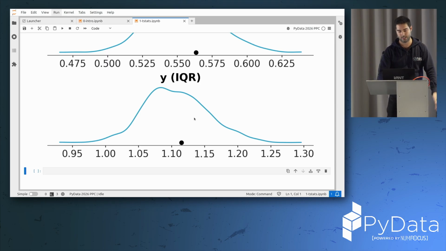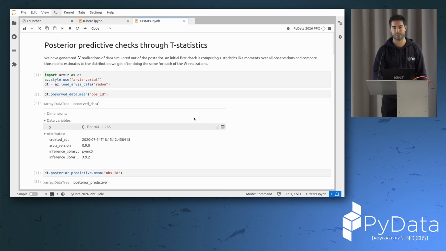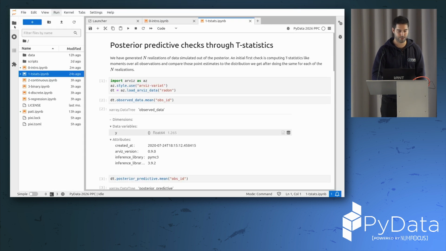But this has a lot of limitations because the mean, more or less, the deviation can look okay, but the shape of the distribution can actually be different from the actual shape that we have in our observations.